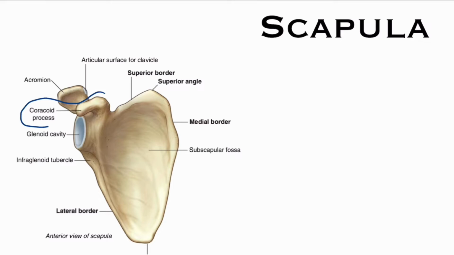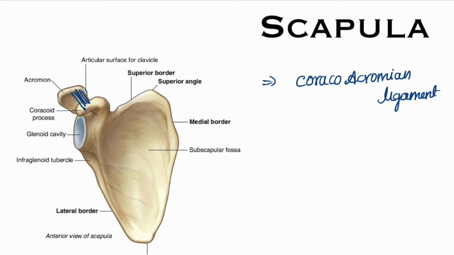And we have the coracoid process here and this is the anterior view of the scapula. To the coracoid process and the acromion process, the coracoacromial ligament is attached. In this way, the coracoacromial ligament is attached to the coracoid process here and the acromion process here. This coracoacromial ligament stabilizes the glenohumeral joint.